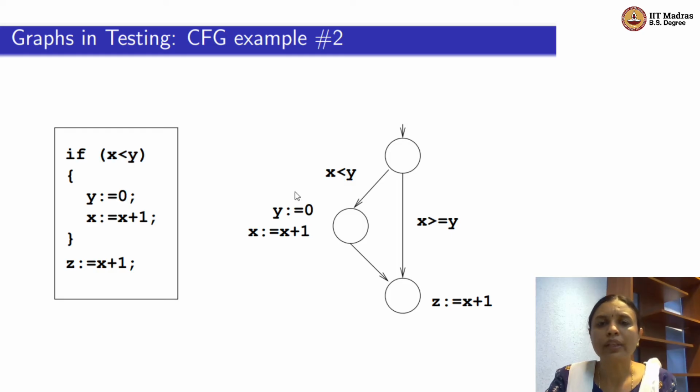If it is true, then it goes ahead and executes these two statements. They are clubbed and put together in this one node. And after it finishes executing, or even if the if condition is false, it goes to this last statement, which is z is equal to x plus 1. That's represented by this node here below. Is this clear? So this is just an example. As I told you, don't worry, we will see the same thing in detail a little later.